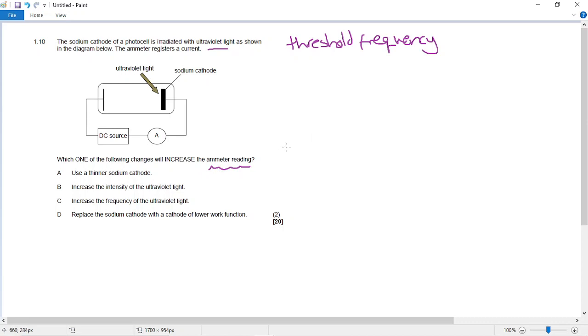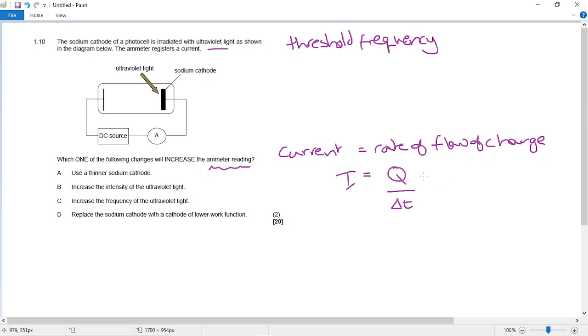So what is the ammeter reading? The ammeter is reading current, okay? What is current? It is the rate of flow of charge, which is Q over time. You remember this formula is on your data sheet: current equals Q over delta T. So if we want the current to increase, we are doing it per second, we have to increase the amount of charge, okay?